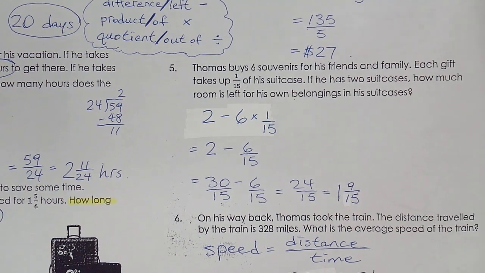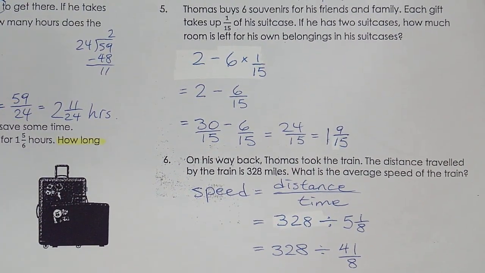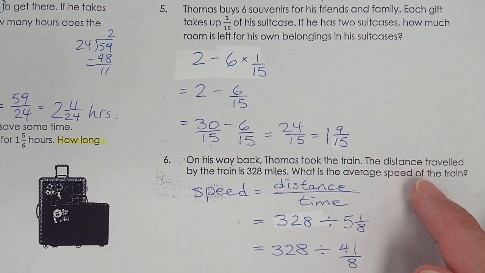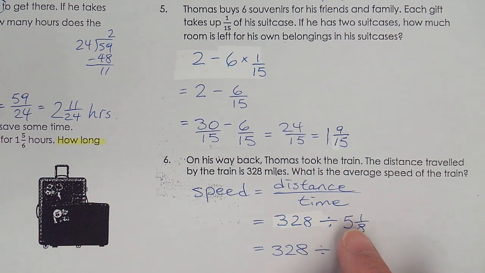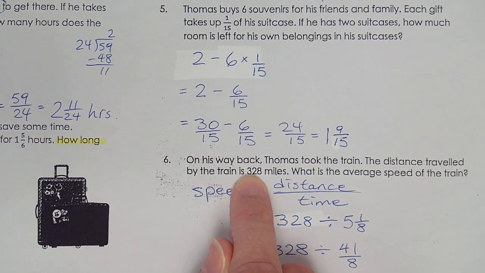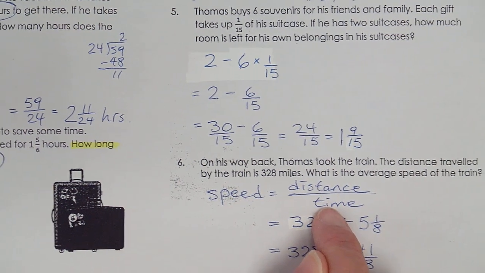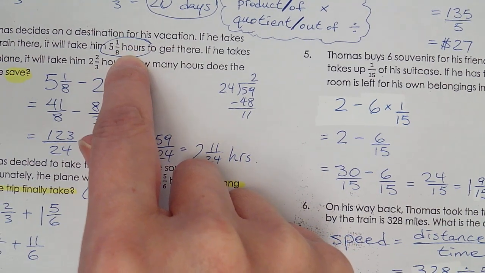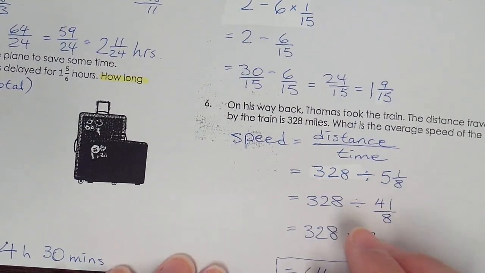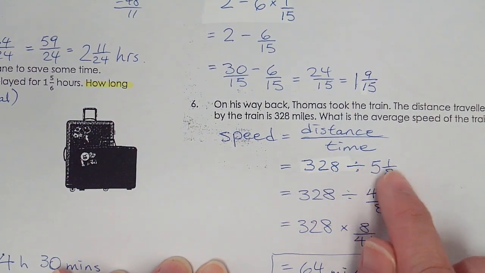Right? And then the last question here. This one was a little tricky because some people know, some people don't know the speed formula. To calculate speed, you have to do distance divided by time. On the test, if I do ask a question like this, you can ask me and I'll tell you the formula. Okay. So speed is distance divided by time. Distance 328. The time it takes for the train ride back, 5 and 1/8. So 328 divided by that.